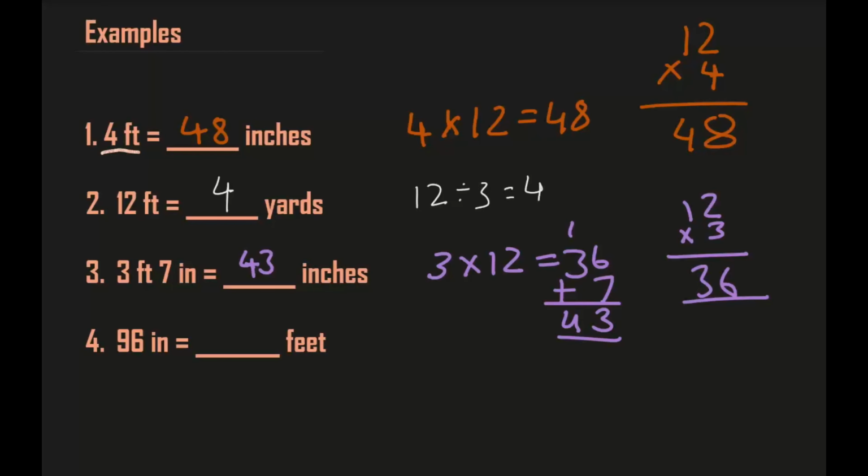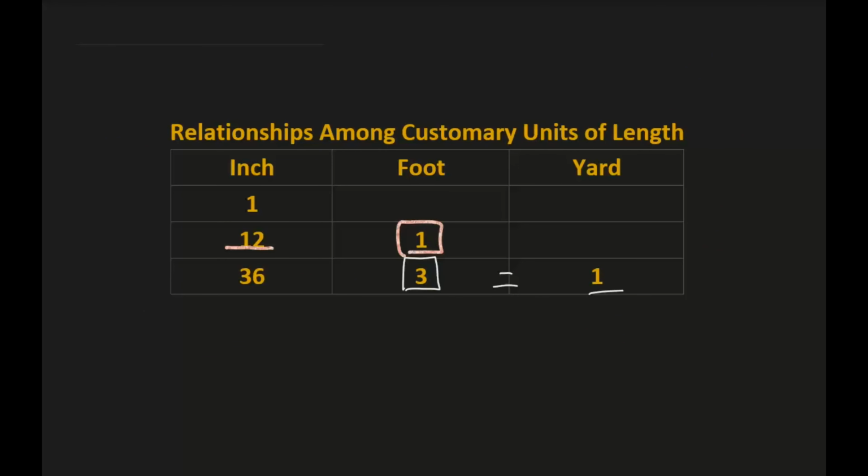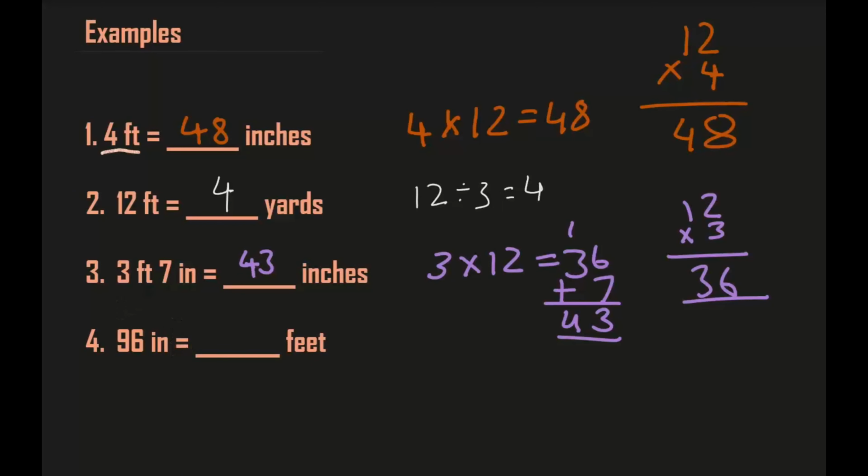Now let's do one last example. So here we have 96 inches to feet. This time we're converting inches into feet. So let's go back to our table. So we know that 12 inches is 1 foot. Now we have 96 inches to how many feet? We're trying to figure that out.